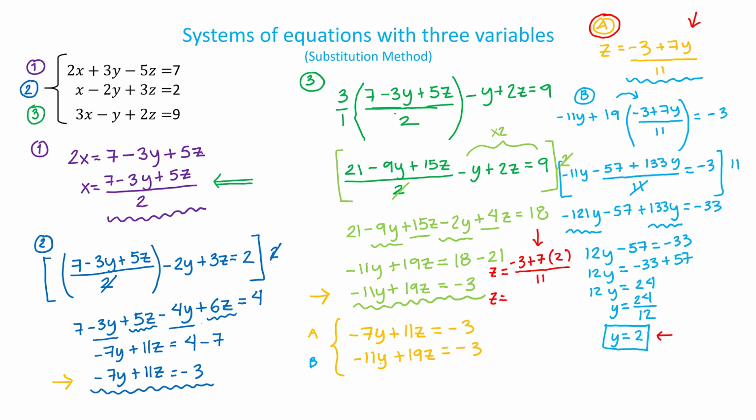C equals minus 3 plus 7 times 2 is 14, over 11. C equals minus 3 plus 14, which is 11, over 11, and 11 over 11 is 1. Okay, now I found the value of c, that is 1. So now I have the value of y, the value of c. The one that's remaining is the value of x.